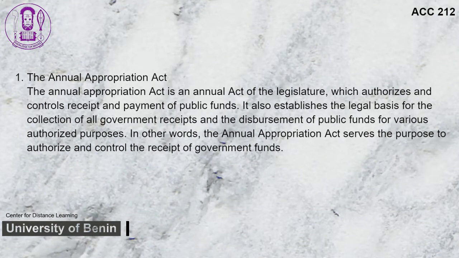1. The Annual Appropriation Act. The Annual Appropriation Act is an annual act of the legislature, which authorizes and controls the receipt and payment of public funds. It also establishes the legal basis for the collection of all government receipts and the disbursement of public funds for various authorized purposes. In other words, the Annual Appropriation Act serves the purpose to authorize and control the receipt of government funds.